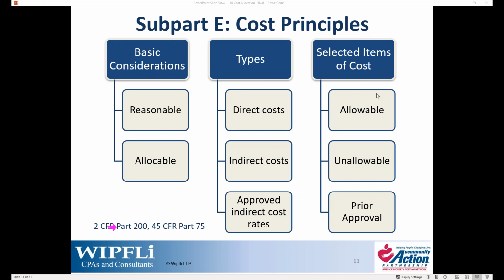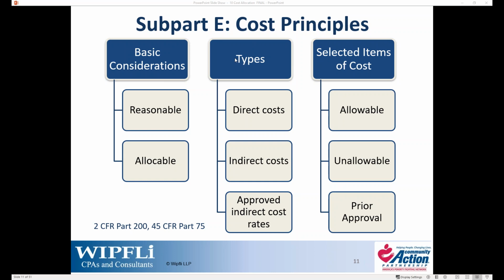When we consider costs, we have to think about the cost principles. First, we have to consider whether or not a cost is reasonable. Is it reasonable that we're spending the money on here? And also necessary. Remember, necessary goes with reasonable. And then the second one is, is it allocable? Is this a cost that I could charge to my program?